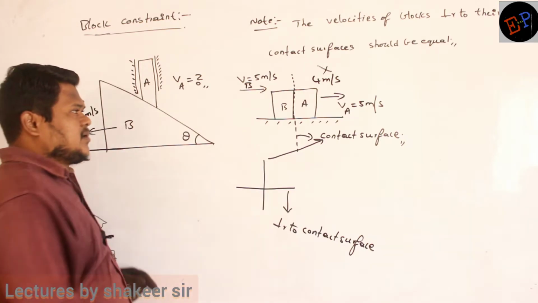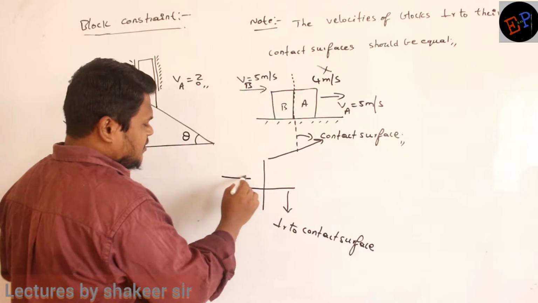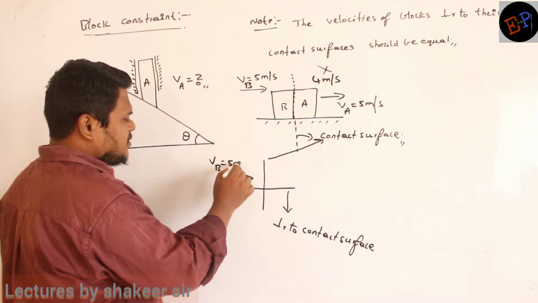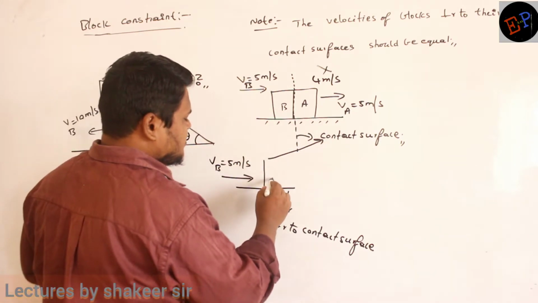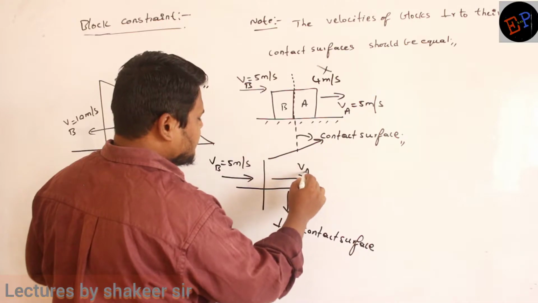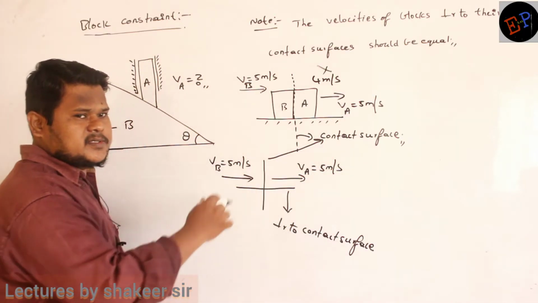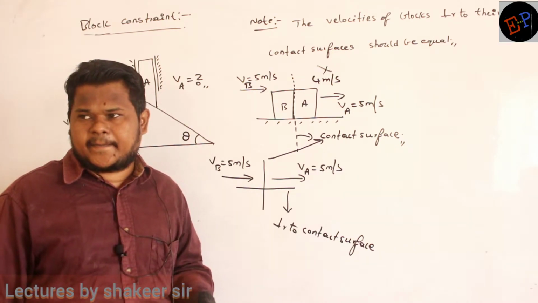Clear? Now, if you take the velocity of block B, velocity of block B is in this direction. How much is it? 5 meter per second. Clear? And if you take block A, then velocity of block A is how much? Velocity of block A is also 5 meter per second. Then what do you understand? By drawing this diagram, what do you understand?